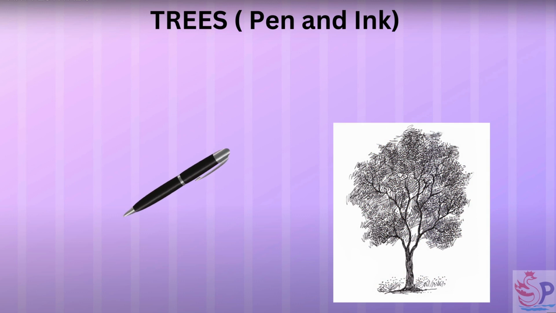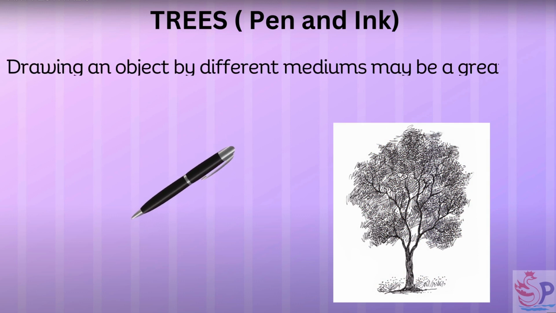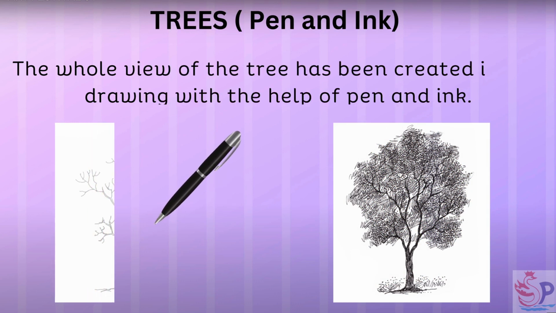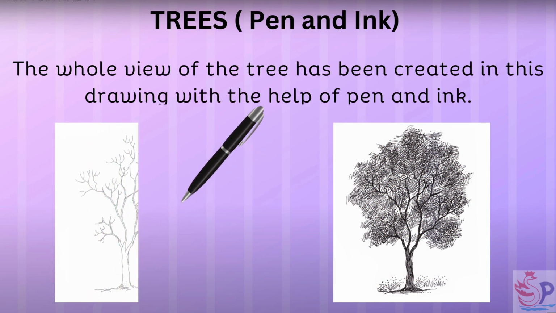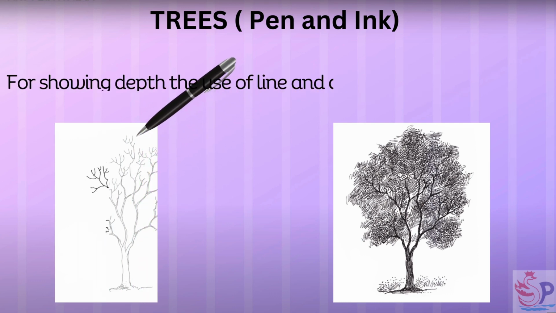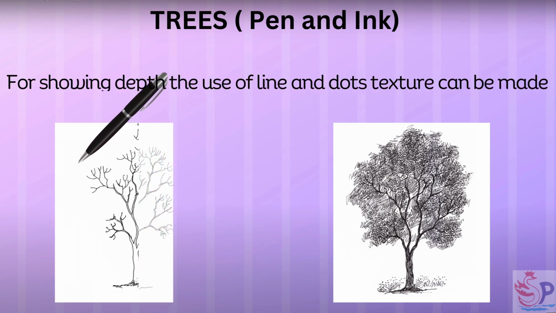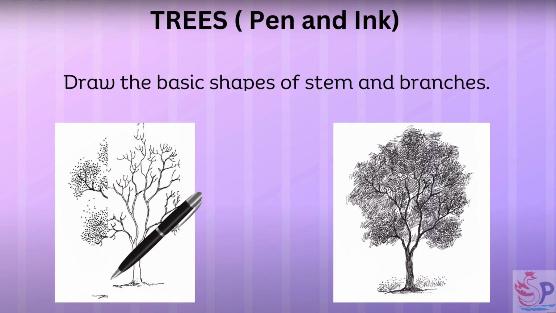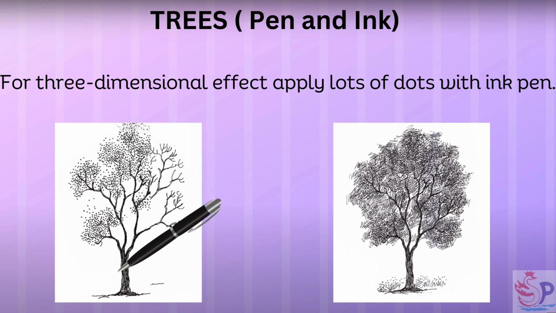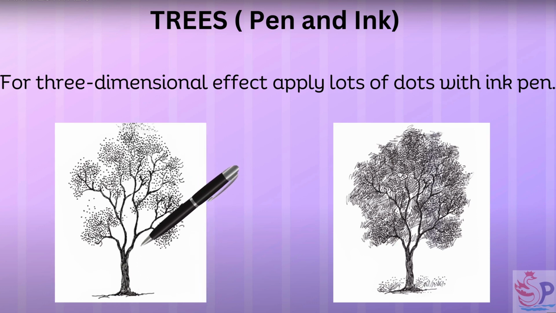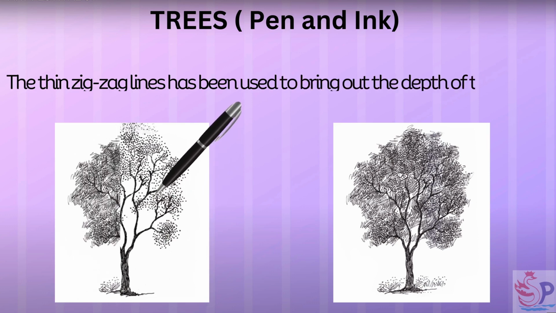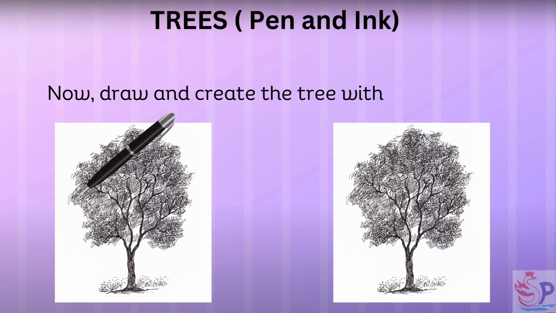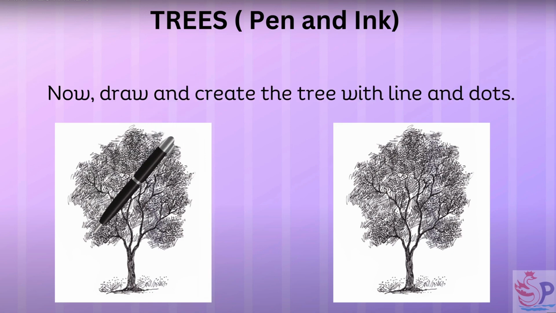Trees, pen and ink. Drawing an object with different mediums may be great fun. The whole view of the tree has been created in this drawing with the help of pen and ink. For showing depth, the use of line and dots texture can be made. Draw the basic shapes of stem and branches. For three-dimensional effect, apply lots of dots with ink pen. The thin zigzag lines have been used to bring out the depth of the picture. Now, draw and create the tree with line and dots.